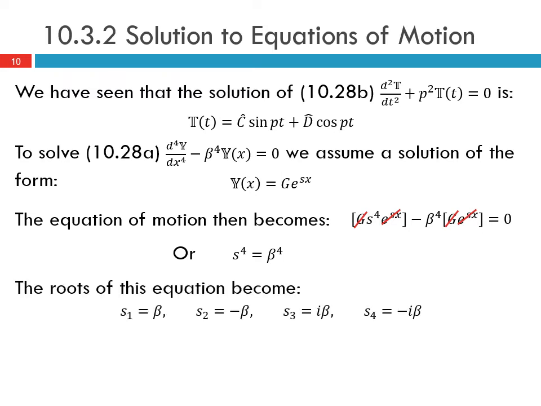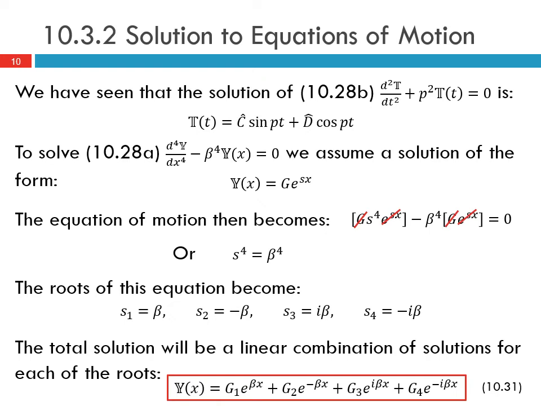The roots of this equation then are s1 is beta, s2 is minus beta, s3 is i beta, and s4 is minus i beta. So the total solution will be a linear combination of solutions for each of the roots. So that means that y of x is going to be G1 e to the exponent beta x plus G2 e to the minus beta x plus G3 e to the i beta x plus G4 e to the minus i beta x.